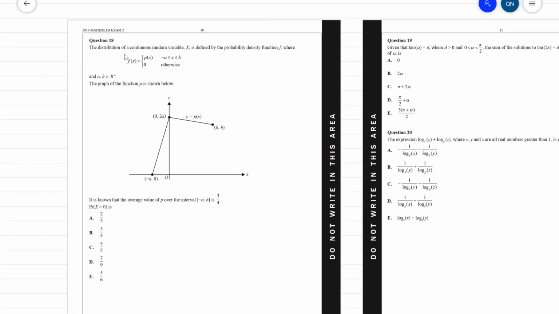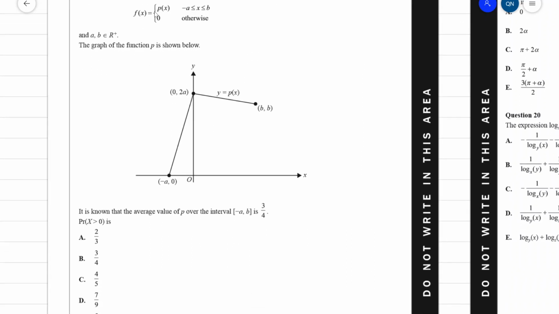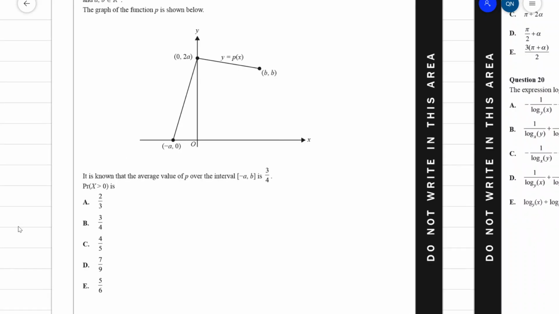Anyways, question 18, we have the distribution of a continuous random variable defined by this probability density function. So we have some things going on here. Okay, so the graph of P is shown below. So it's just some straight lines. We know that the average value of P over the interval minus a to b, which is basically where it's non-zero, is 3/4.